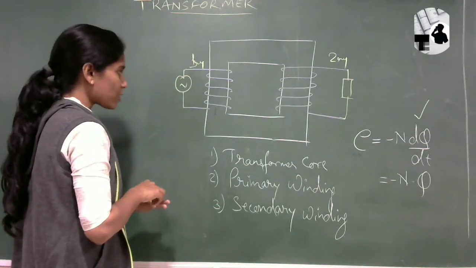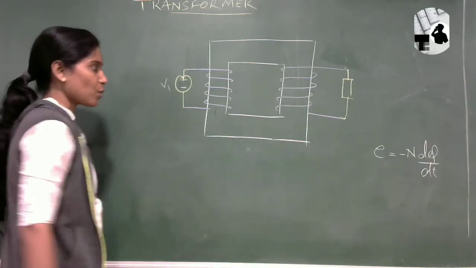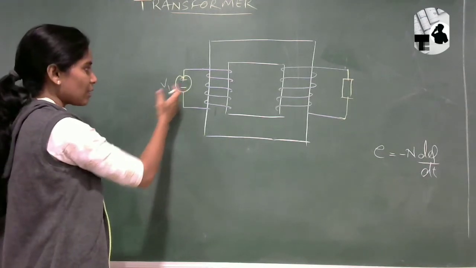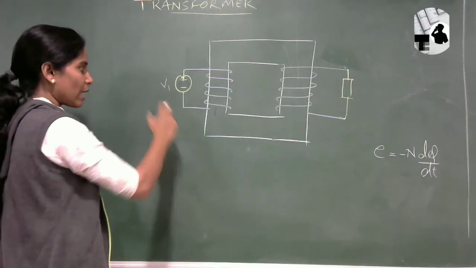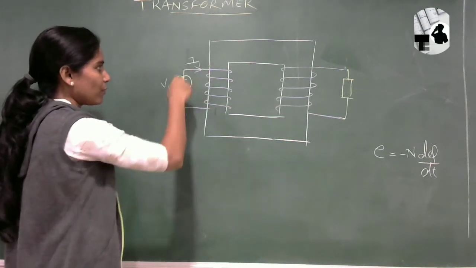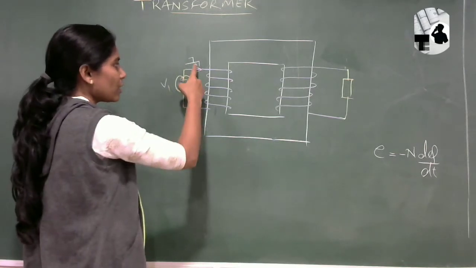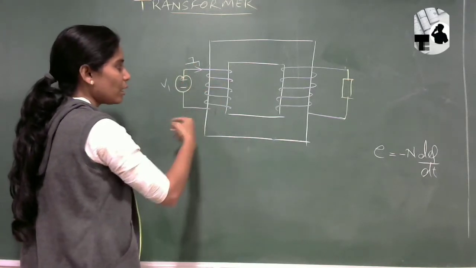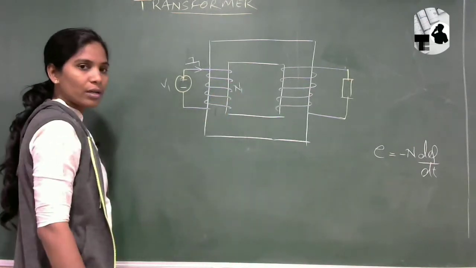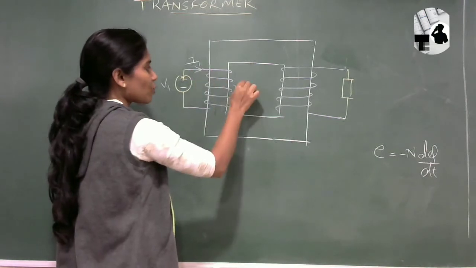So what is the working principle here? Let's get started with the principle of the transformer. Here on the primary side I have connected a DC supply of voltage V1. As I have connected supply V1, the current I1 will flow through the circuit, right? Suppose I have N1 turns in the primary coil, and I1 flows through it.